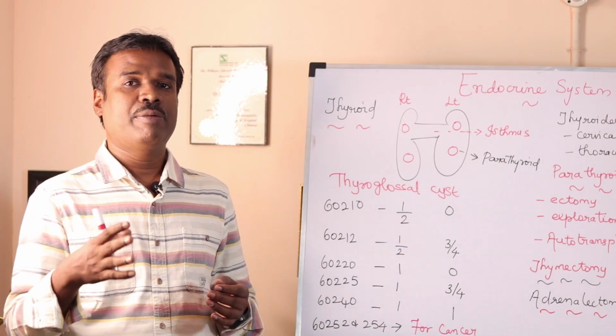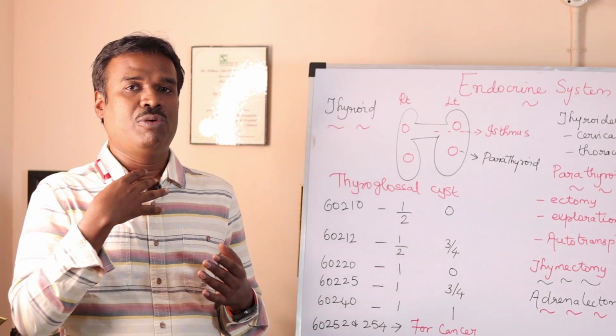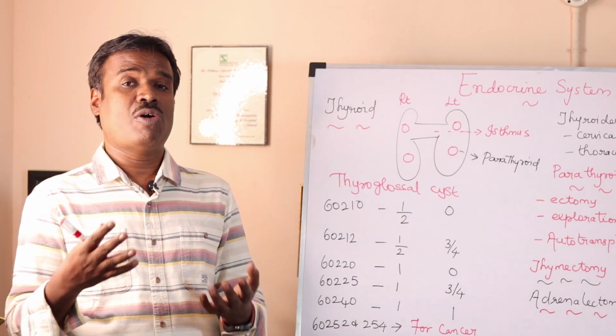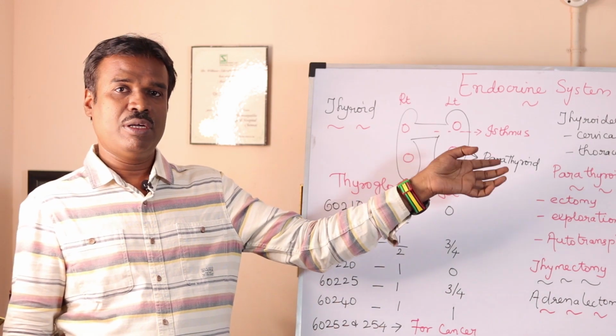Sometimes the thyroidectomy can also be done via the cervical approach. They do cervical approach. Sometimes it goes into the thorax as well. It's called a substernal thyroid. So depending on the approach, you can report for the code separately.